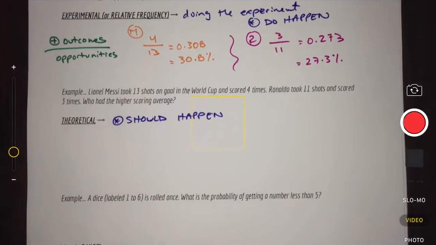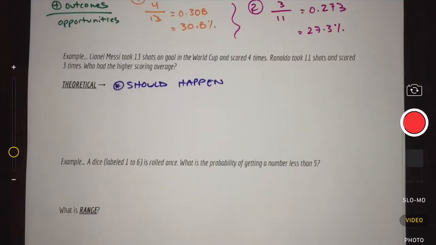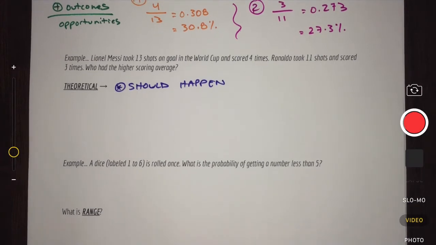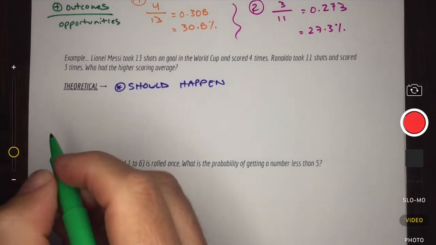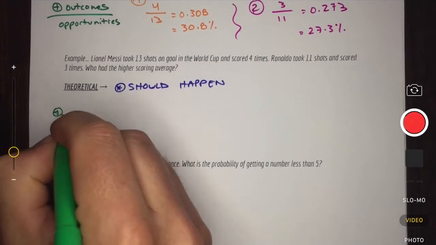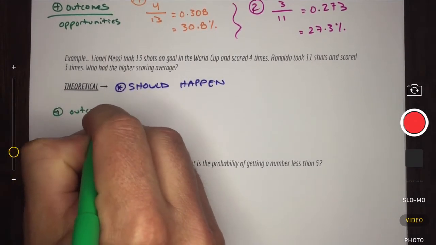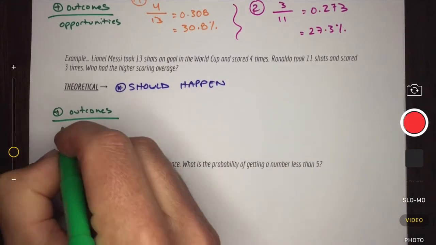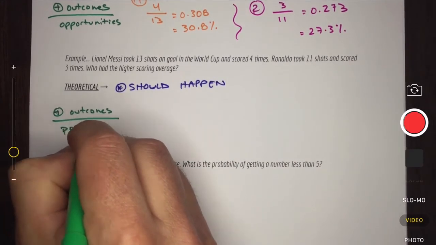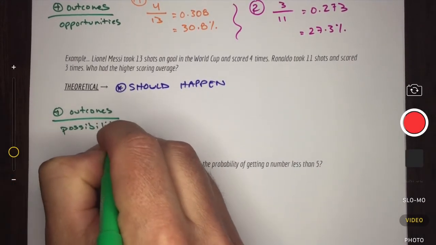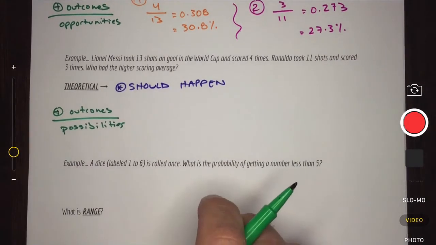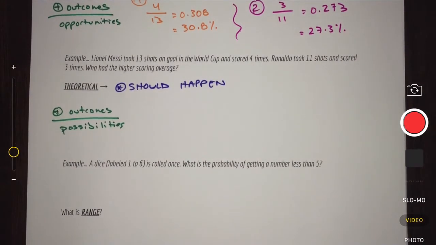Now, with theoretical, what we can figure out is, instead of doing a whole bunch of trials or actually seeing what happens, we can see what should happen. So in this particular case, again, we want to think about how we can set up our fraction. And in this particular case, we want to think of the number of positive outcomes divided by the number of possibilities. And it's a slightly different word there, but it is important that we take note of that.